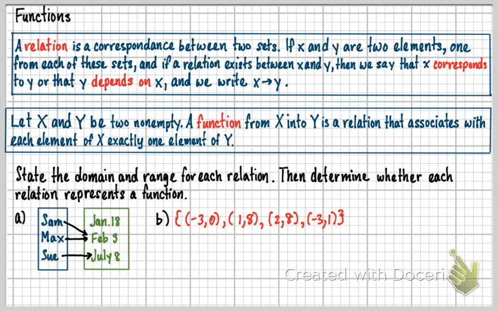Functions. A relation is a correspondence between two sets. If x and y are two elements, one from each of these sets, and if a relation exists between x and y, then we say x corresponds to y, or that y depends on x, and we write x arrow y. So a relation is a correspondence between two sets.